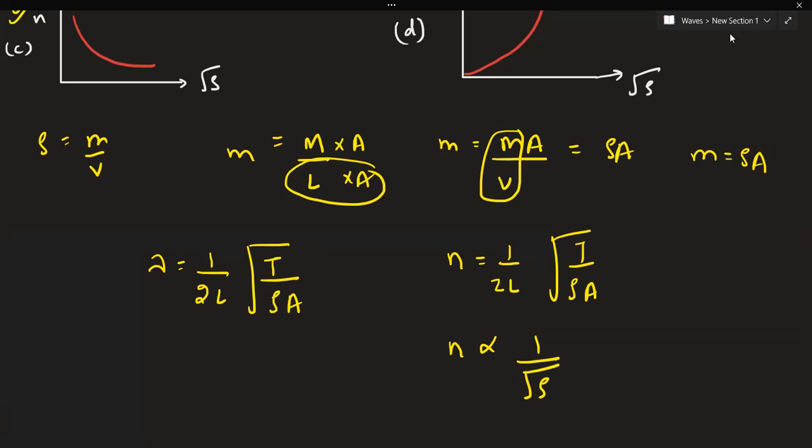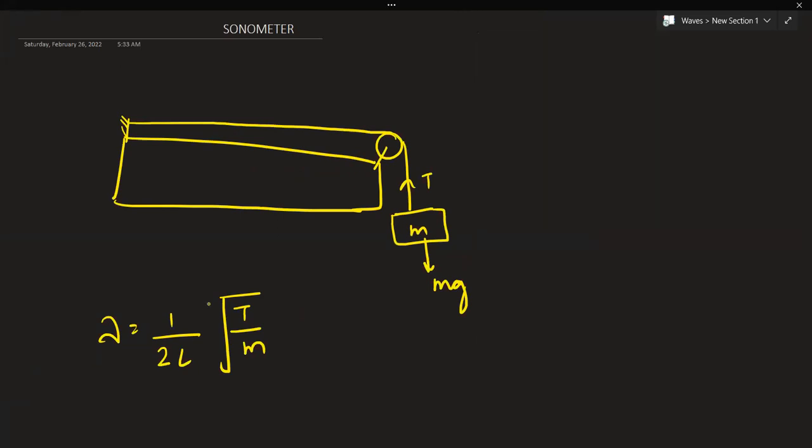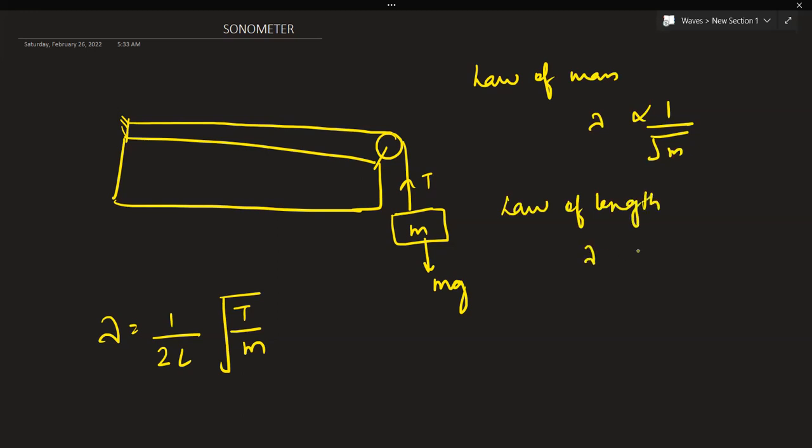Okay, note down that also. Sonometer also. One more thing. From this, you can easily say that the law of mass says that the frequency is inversely proportional to the square root of mass. Then we have the law of length. The law of length says that frequency is inversely proportional to the length. And the final law that we have is the law of tension, which says that the frequency is directly proportional to the root of tension. Just note down this also.